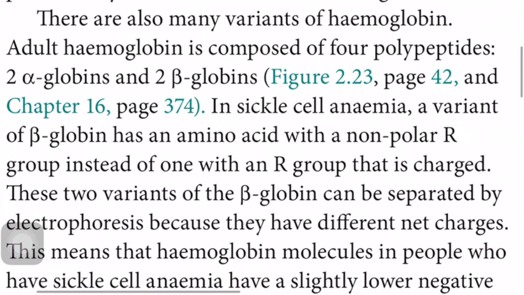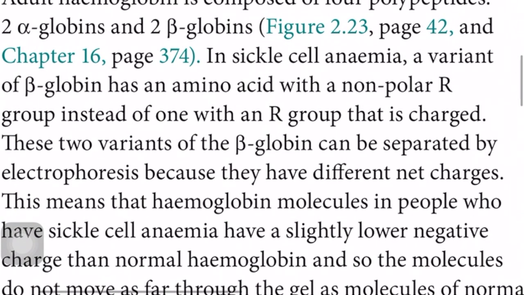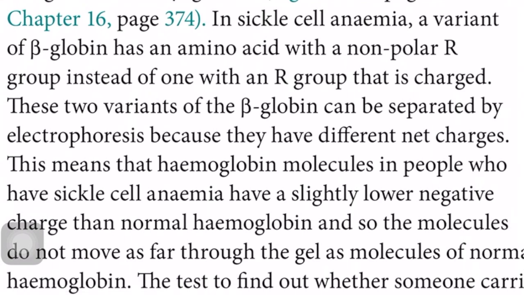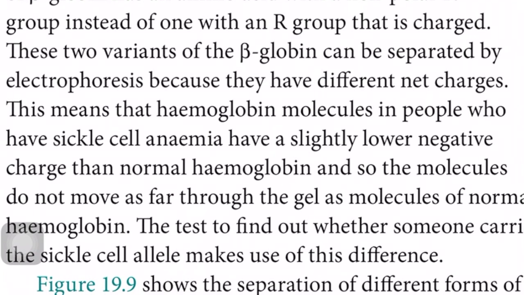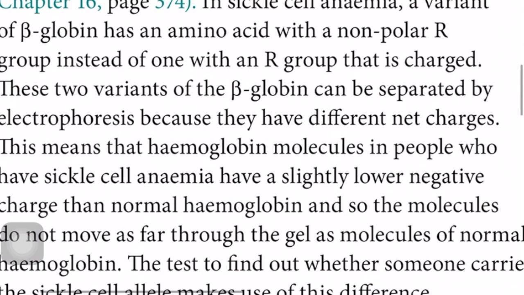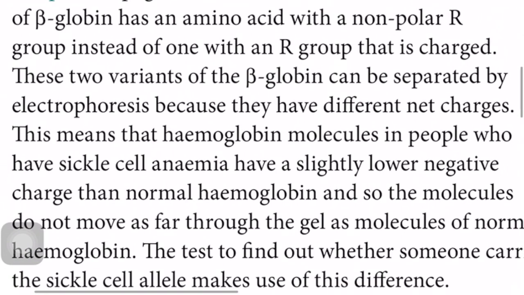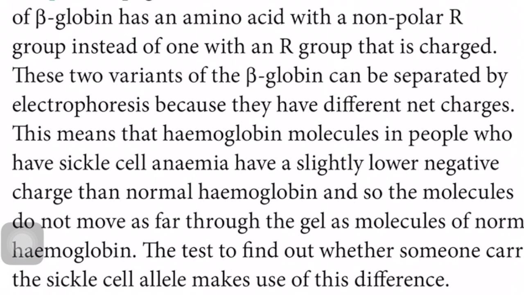There are also many variants of hemoglobin. Adult hemoglobin is composed of 4 polypeptides, 2 alpha globins and 2 beta globins. In sickle cell anemia, a variant of beta globin has an amino acid with a non-polar R group instead of one with an R group that is charged. Since one of the beta globin is non-polar, it won't move as fast in gel electrophoresis of protein as the charged molecule would. We have talked about it earlier.